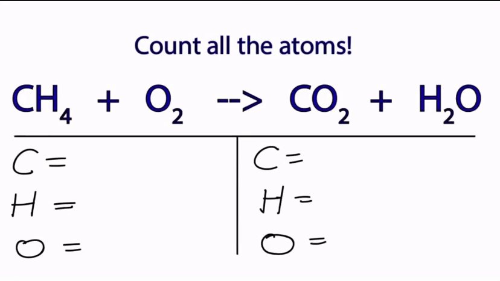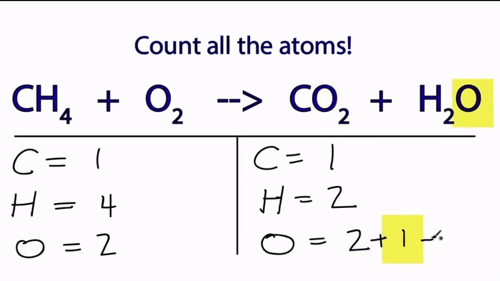Let's wrap up with one that sometimes gives people problems. So we can see we have 1 carbon, 4 hydrogens, and 2 oxygens. Easy. Over here we have 1 carbon, and then we have 2 oxygens, and then we have 2 hydrogens. But be careful. We have to count this oxygen over here as well. So we have 2 plus 1, that'll give us 3 total oxygens.